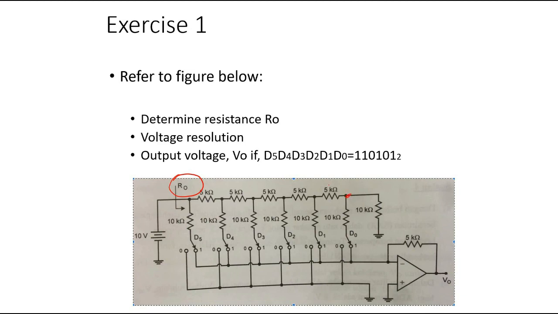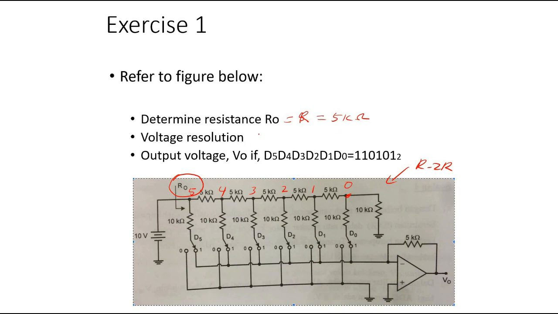Satu-satu kita buat dekat not 0, not 1, not 2, not 3, not 4, not 5. Okay, kita boleh buat set satu not. Cuma kita dah tahu R to R ladder, this is R to R ladder. So kita tahu R out kita yang paling hujung ni, untuk kita tak nak calculate lah, equal to R, ataupun equal to 5 kilo ohm. Ataupun kita boleh buat analisis lah.